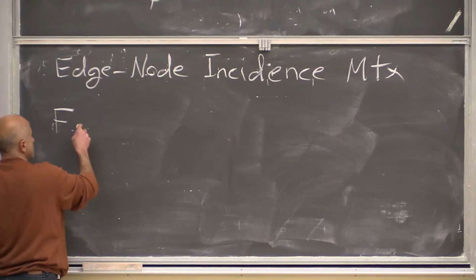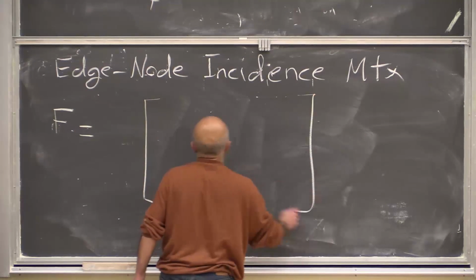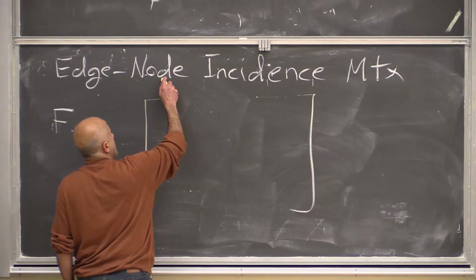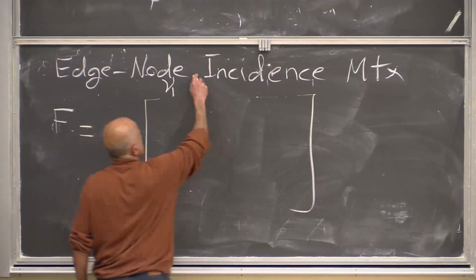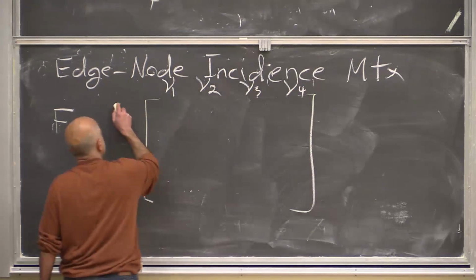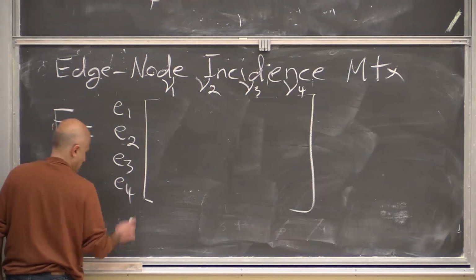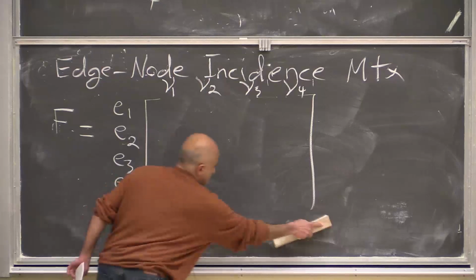So the matrix, I'm going to call it F, is going to have a column corresponding to each node. So node 1, node 2, node 3, and node 4. And a row associated with each edge. 4, and let's extend it down a bit.